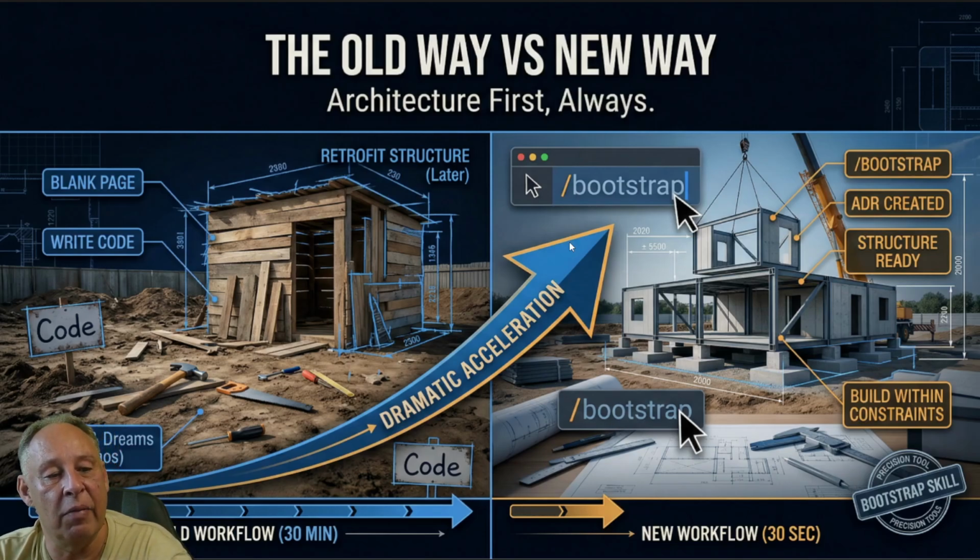So it's looking something like what we're going to do. We're going to say /bootstrap. It will create the ADR that gives all the specifications and all the guardrails and everything that we need to work within. It keeps a history of everything that changes, why it changes, why it was removed, why it was added, all kinds of things. And you have your whole structure nicely set up in 30 seconds.